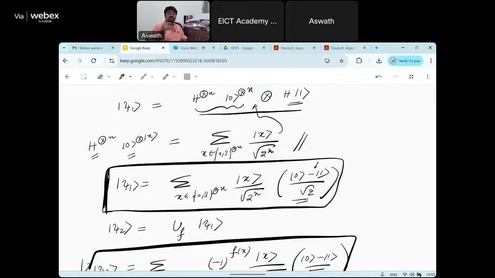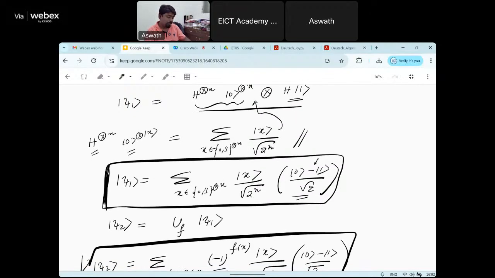Fine. So in the next session, we will go for the Bernstein-Vazirani algorithm. There, we would see exactly how quantum algorithms are much faster than classical algorithms. One simple task we'll take and do that. I hope today's session was more understandable.